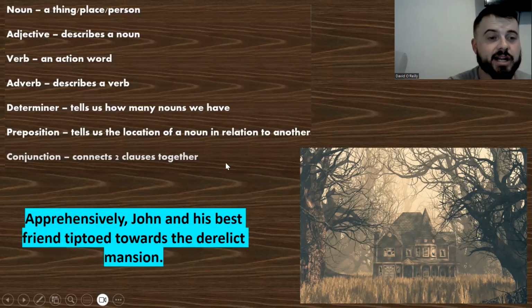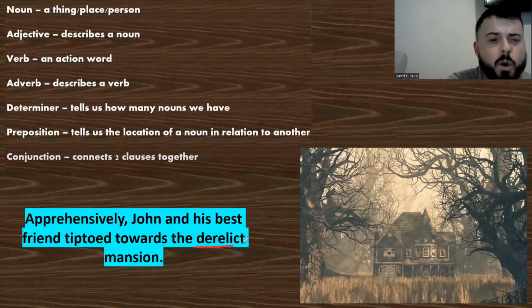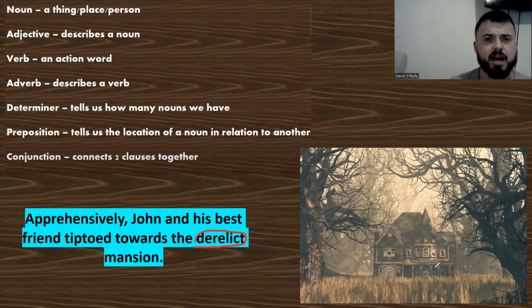Before I tell you what I'd like you to do, let's read the final sentence. Apprehensively, John and his best friend tiptoed towards the derelict mansion. If you don't know what the word derelict means, have a guess. What might it mean? Have a look at the picture. Think about the atmosphere of a scary story. What might derelict mean? Then get a dictionary and find out, see if you're correct. I'm not going to tell you. See if you can figure it out yourself. Okay. So apprehensively, John and his best friend tiptoed towards the derelict mansion.